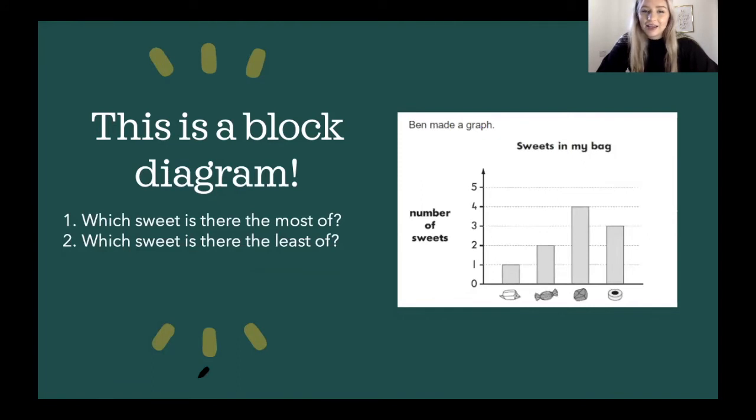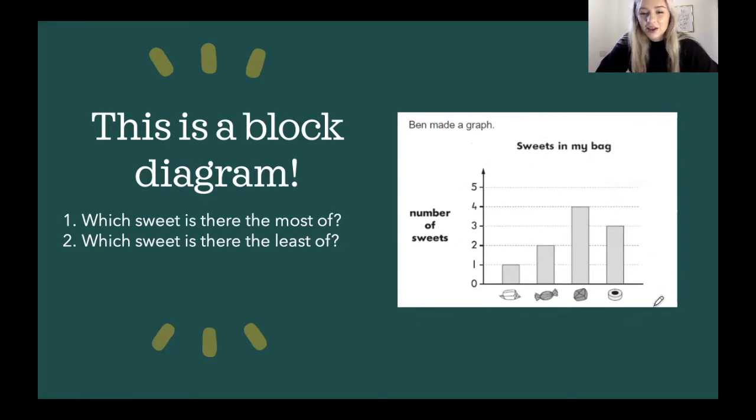Here is a new block diagram. It says Ben made a graph. It's called Sweets in My Bag. At the side we have the number of sweets, and at the bottom we have a picture of the different types of sweets. We need to decide which sweet is there the most of and which sweet is there the least of. Pause the video for me to have a go at this question.